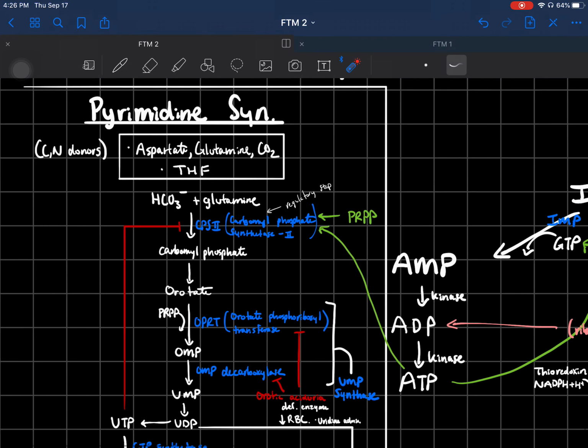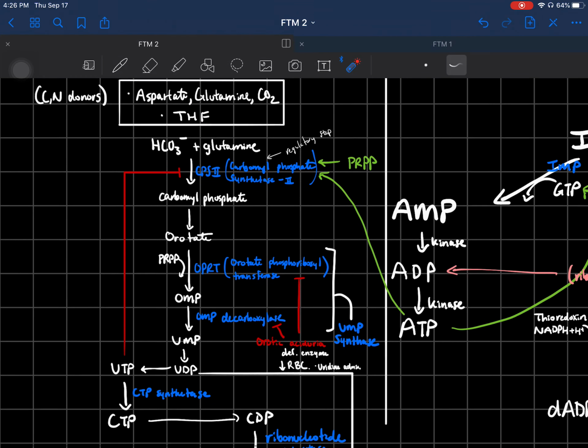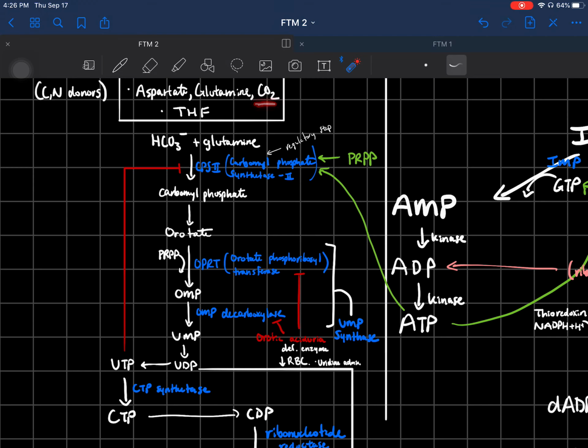Now let's move on to pyrimidine synthesis. Okay, so pyrimidine synthesis is also going to use 2 different things. So it's either going to use aspartate, glutamine, and carbon dioxide, as well as THF, which is tetrahydrofolate that we talked about before. Okay, so carbon dioxide in your system is going to be turned into bicarbonate, and you're going to combine it with glutamine with this enzyme called CPS2, and that's going to turn it into carbamoyl phosphate, which is going to go through a series of reactions to turn into orotate.